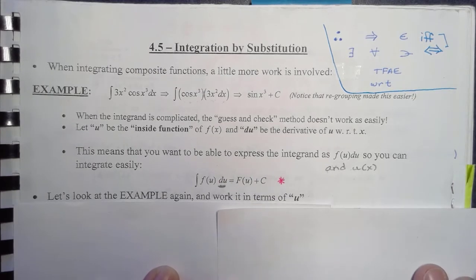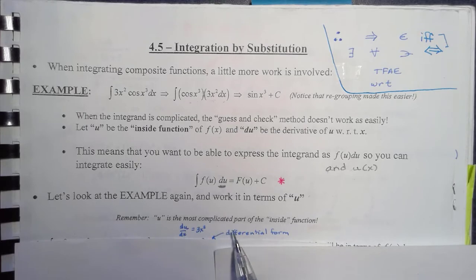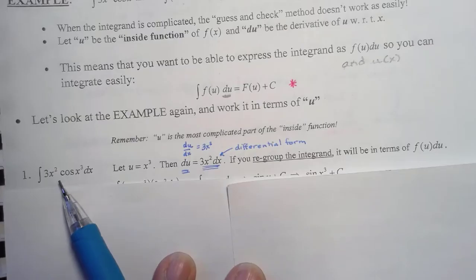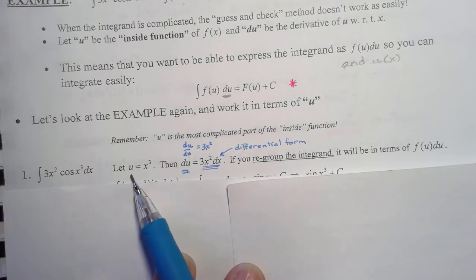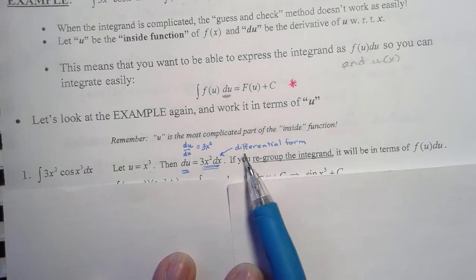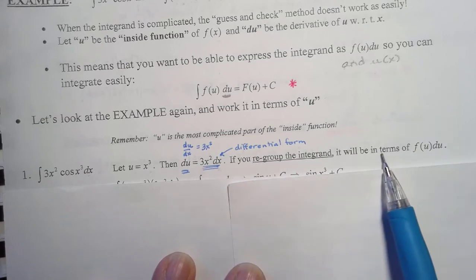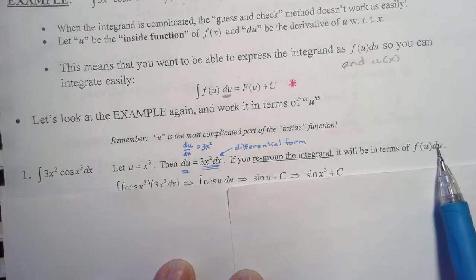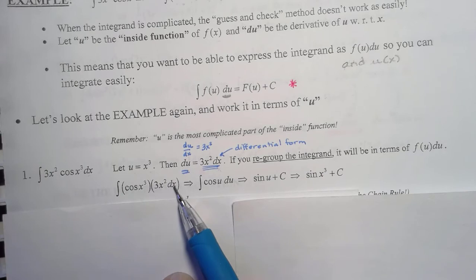Now let's look at the example again and work it in terms of u. And let us remember, u is the most complicated part of your inside function. So if we let our u be x cubed, then du is 3x squared dx. Look at that nice differential form. And then if we regroup our integrand, we can get it in terms of f of u du. Here is cosine x cubed, 3x squared dx.